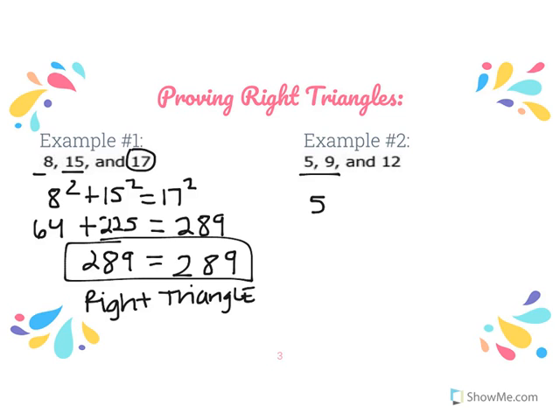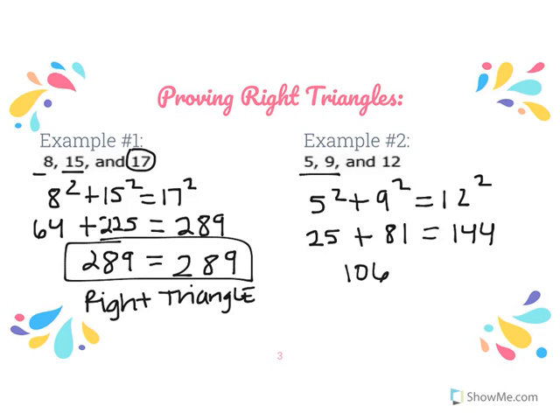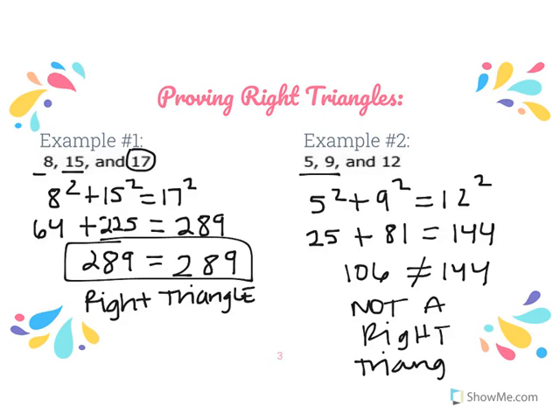Again, these are our two lower numbers, so we're going to put those on the left side of our equation because those represent the legs. And then the higher number, that 12, is always going to be the hypotenuse, the larger number. So now we're going to do 5 times 5, which is 25, 9 times 9, which is 81, and 12 times 12, which is 144. We're going to go ahead and combine 25 and 81. We end up getting 106, which does not equal 144. So these three values are not a right triangle. So we would not be able to use the Pythagorean theorem for these three numbers.